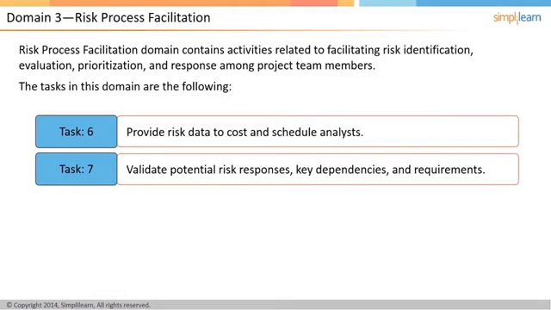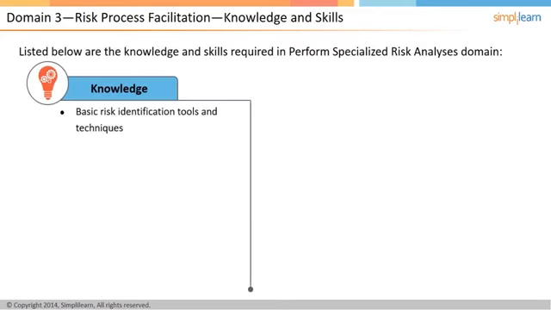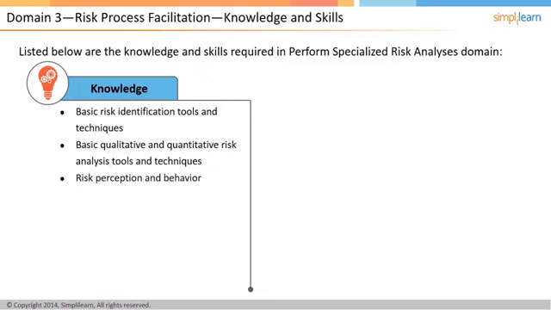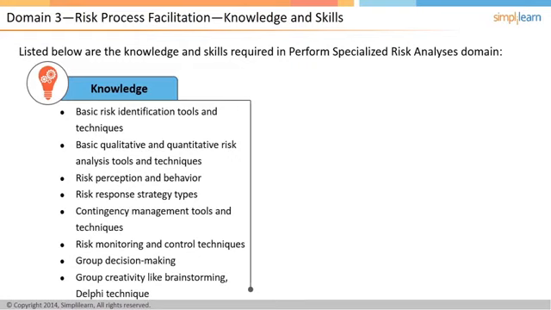Let us look at the knowledge and skills required in the Risk Process Facilitation domain in the next screen. The knowledge requirements of this domain are: how to use tools and techniques for basic risk identification and risk analysis, both qualitative and quantitative. Apart from this, knowledge of getting the risk perception and behavior, risk response types to apply the right strategy, contingency management tools and techniques, risk monitoring and control techniques, and group decision-making and group creativity techniques like brainstorming and Delphi techniques are also required.